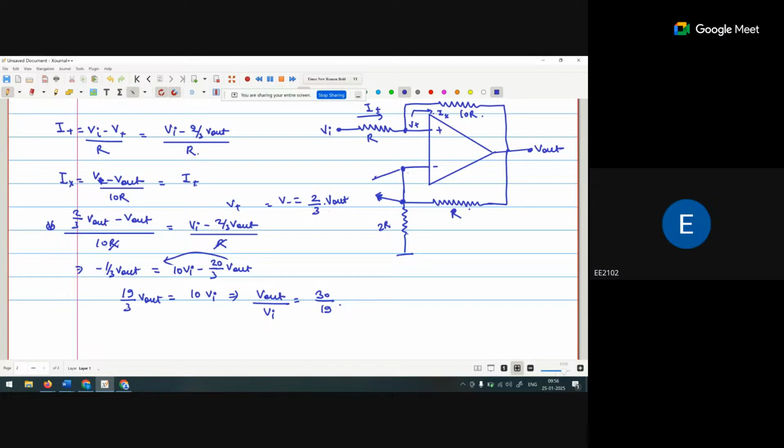Okay. So any doubt with this circuit? You can solve this type of circuit also. Yes, sir. Okay.